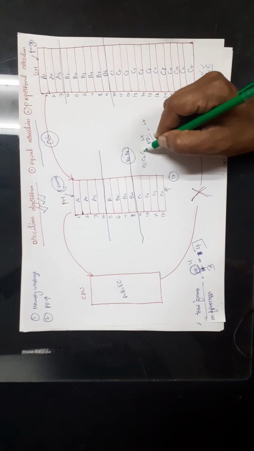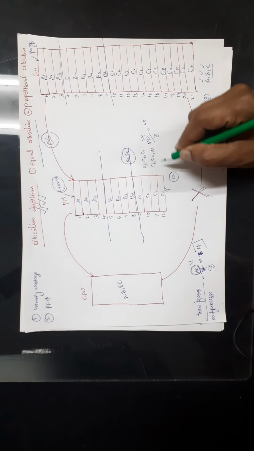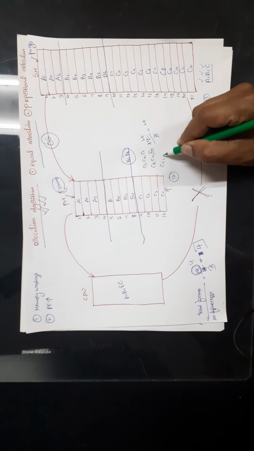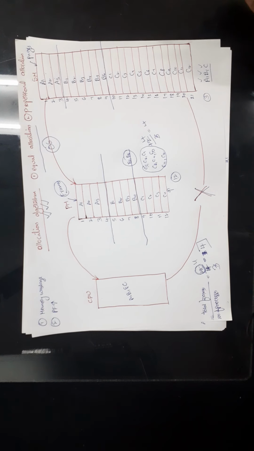C5, C6, C7, C8, C9, C10, C11, C12 are available in the secondary memory. Here if you observe, what is the problem with the equal allocation?